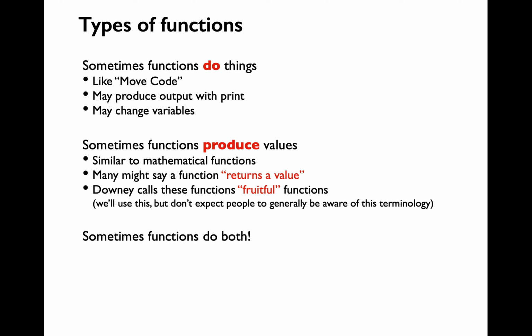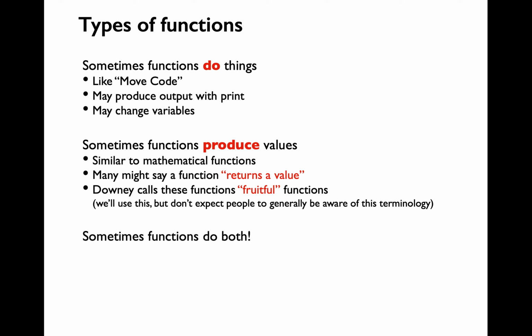There are two types of functions in general. Type 1 would be functions which do something. Example would be move code. You can also think of functions which use the print function call to display output onto the screen. Type 2 would be functions which produce values. Downey calls these functions fruitful functions. Type 2 functions return a value. Examples of type 2 functions would be mathematical functions. Sometimes functions both do something and produce a value.